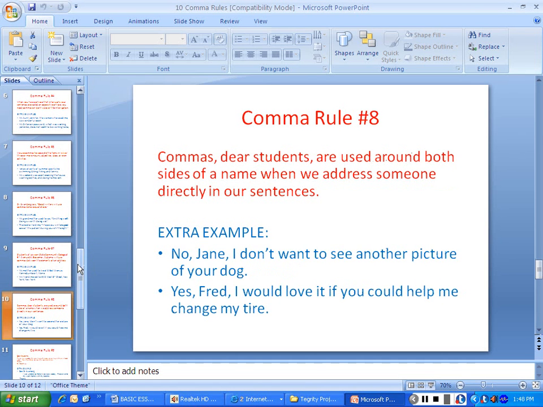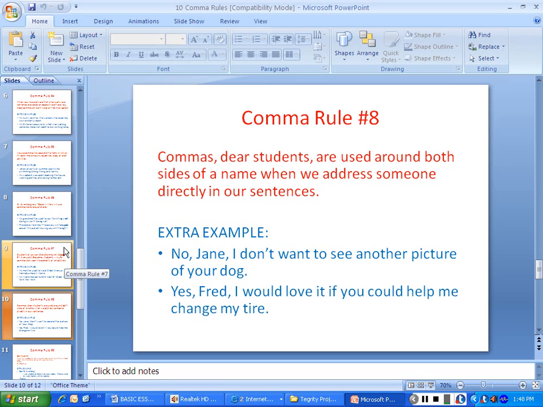Here comes rule number 8. Comma rule number 8. Commas, dear students, are used around both sides of a name when we address someone directly in our sentences. In this sentence, I've called you my dear students, and I've spoken the sentence directly to you. I could use your name in place of the words dear students, but I don't know who's viewing this.